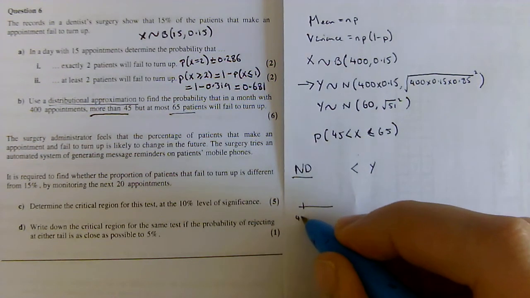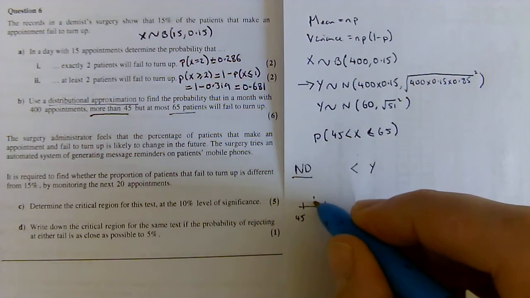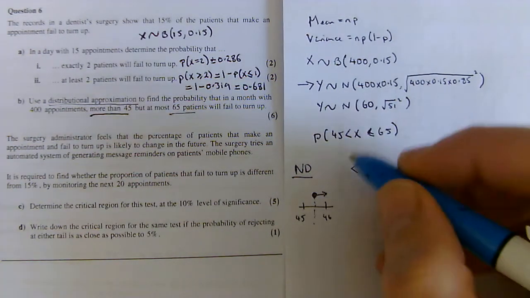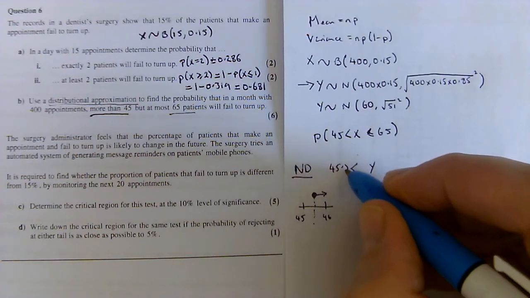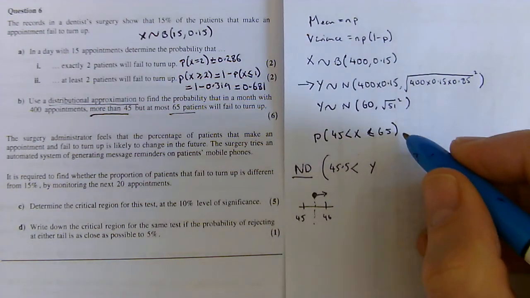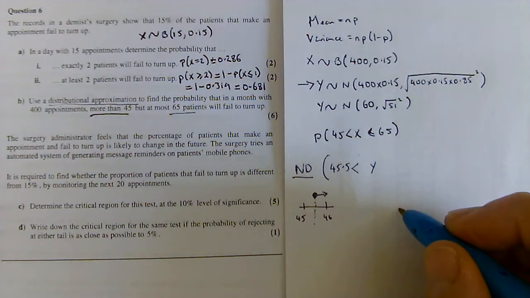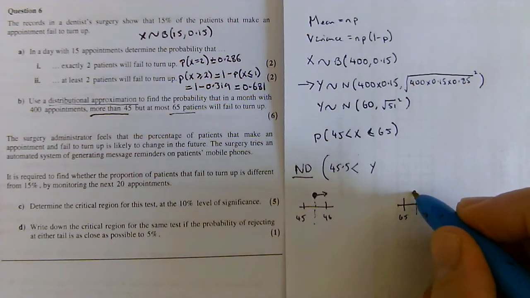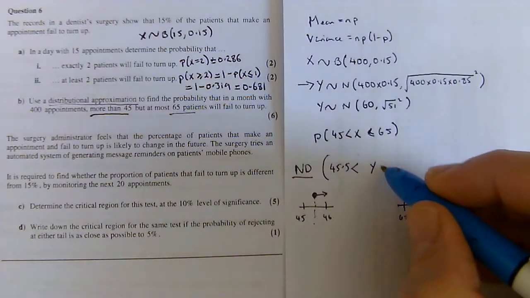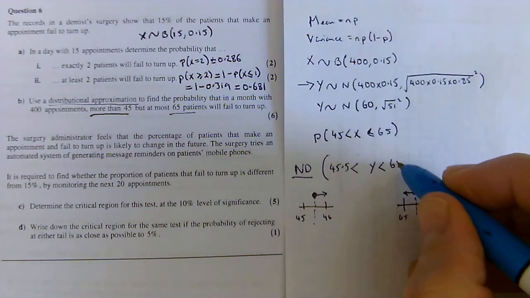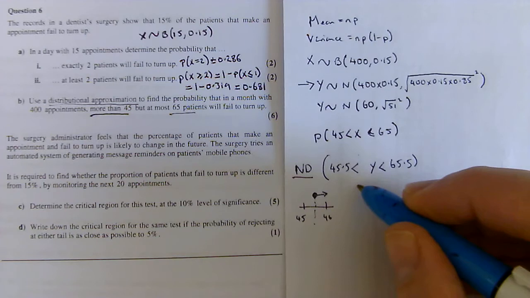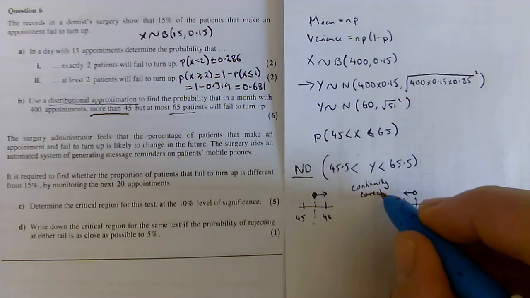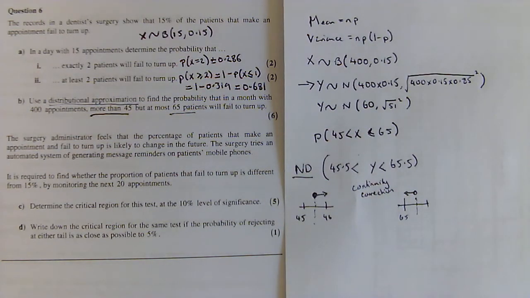Here, if I think there's my 45, there's my 46, this point here, that's the lowest value that does not round down to 45. So here, I'm going to have 45.5. I want to go up to the largest value, because it's included, the largest value that does round down to 65, and it's going to be down here, so Y is less than or equal to 65.5. That's called my continuity correction, because remember that the normal distribution is continuous, whereas the binomial distribution is discrete.